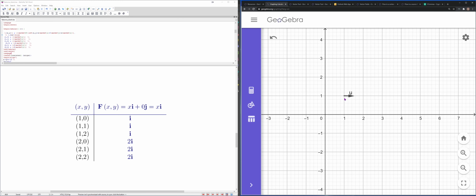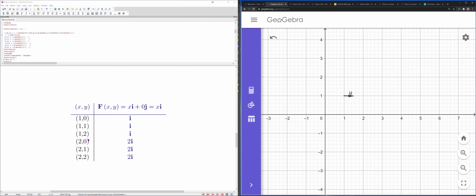Okay, so that's what your vector would look like at the point (1, 1). It's going to be a horizontal vector like this. I didn't draw it exactly to scale because I'm going to draw a couple more. So it's going to be a horizontal vector like this over here, at the point (1, 1).